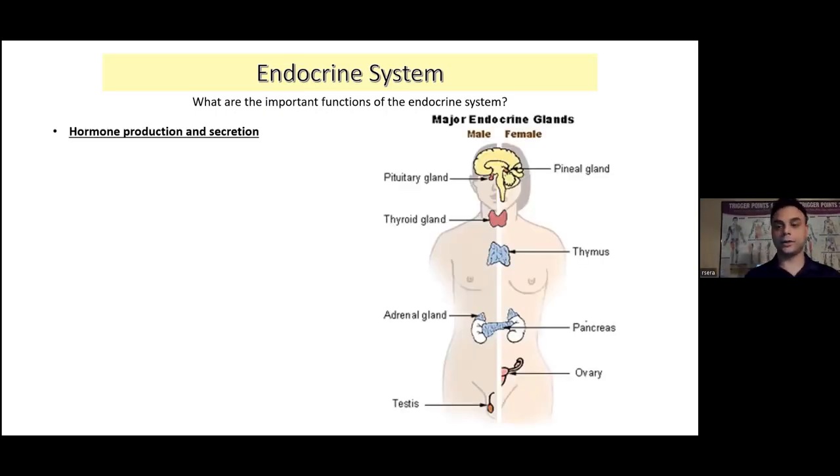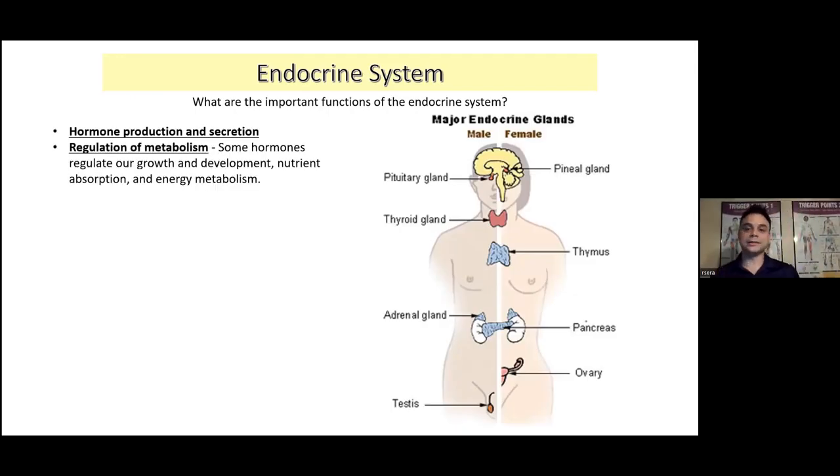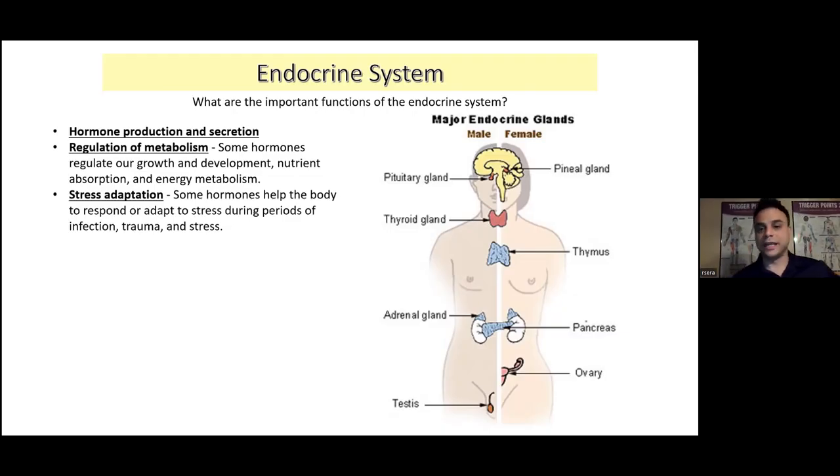Our endocrine system is also known as our glandular system, and our glands produce those hormones. There are lots of different hormones, and pretty much all of the functions of the endocrine system are related to what those hormones are doing. We have tons of hormones that regulate our metabolism, the growth and development of the body, the absorbing of nutrients, and just maintaining metabolism in general. One of the biggest examples is our growth hormone. Then there's stress adaptation.